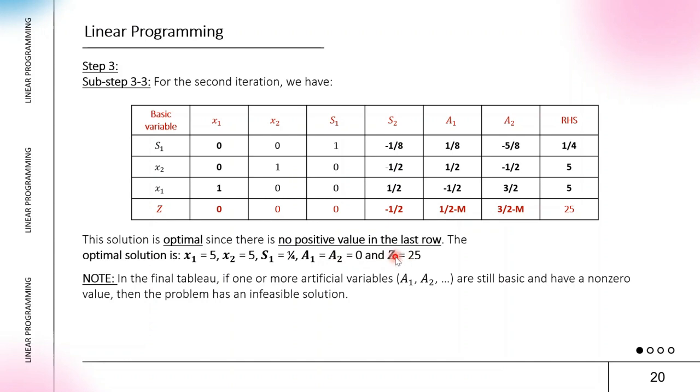It is necessary to mention that if any artificial variable remains basic with a non-zero value in the final table, the original problem is infeasible. In this example, A1 and A2 are 0, so the problem has a valid optimal solution.